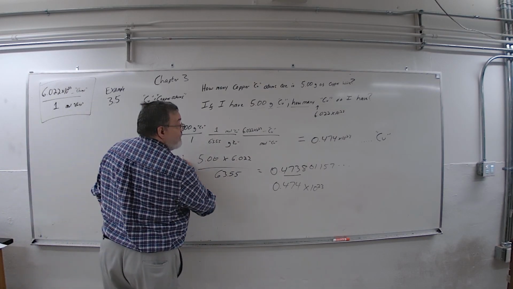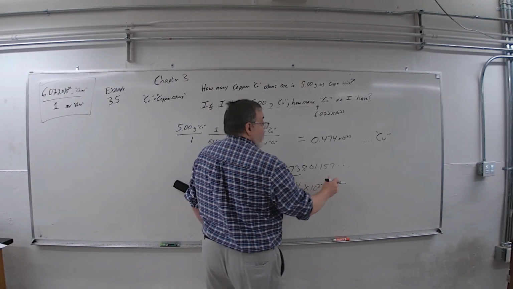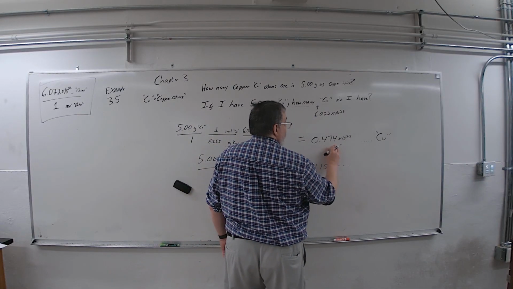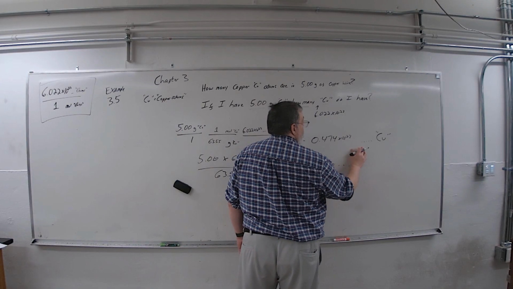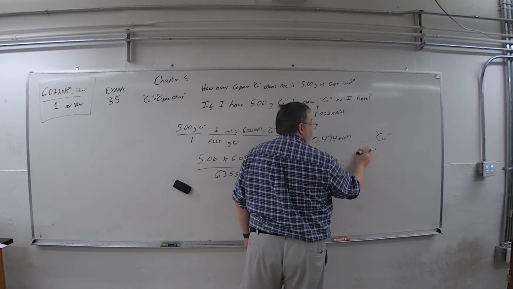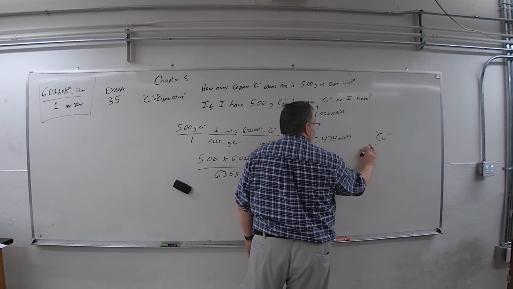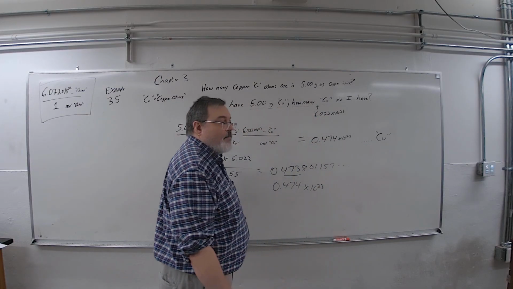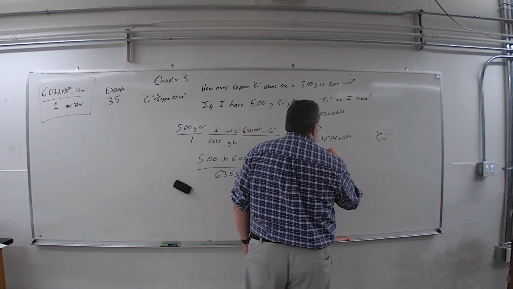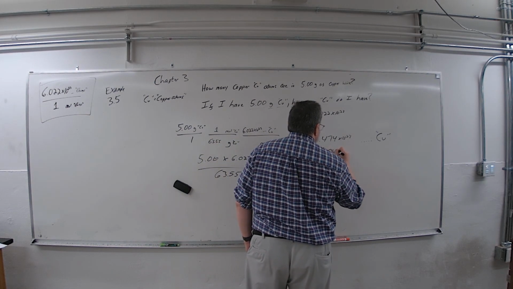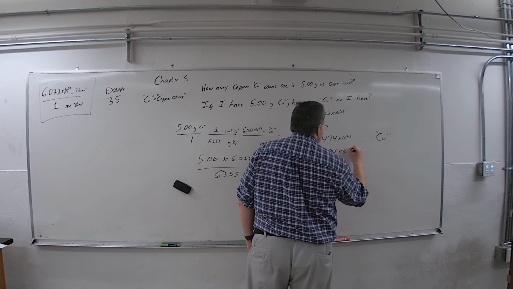And I will write, and there is a blank here. It says 0.474 times 10 to 23 copper atoms. It's not moles of copper atoms. It's not grams of copper atoms. It's not anything else of copper atoms. It's just the number of copper atoms. But I'll write this as 4.74 times 10 to 22.